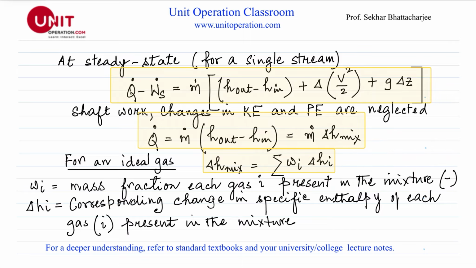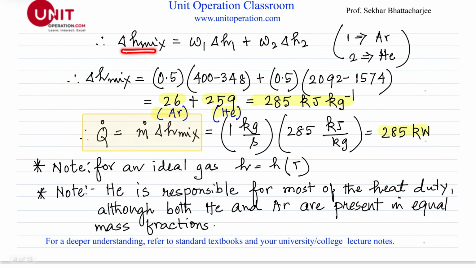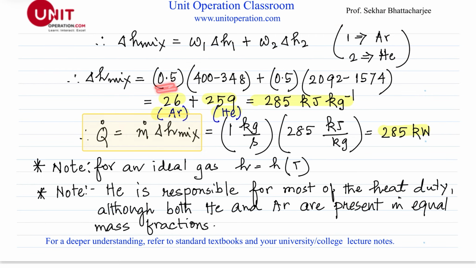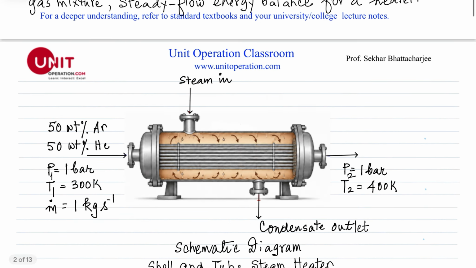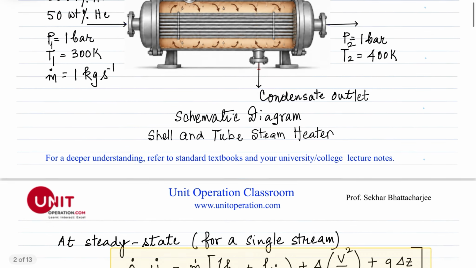Okay, so these are already given. So here, delta H mixture would be equal to W1 delta H1 plus W2 delta H2, where 1 is for argon and 2 is for helium. So this is 0.5, 0.5. These values are already given in this table, so we have taken them directly from there.